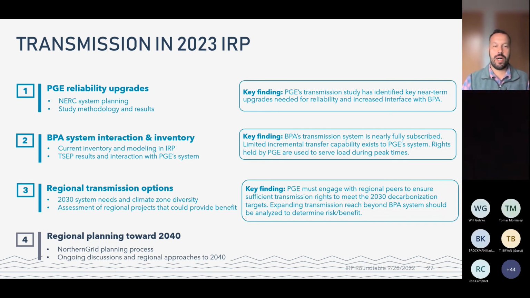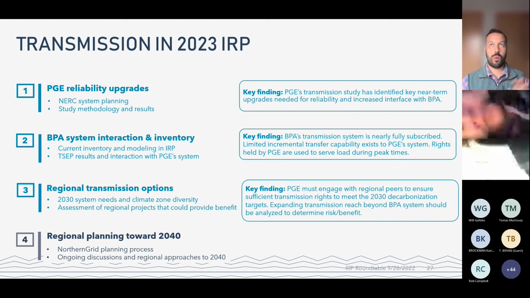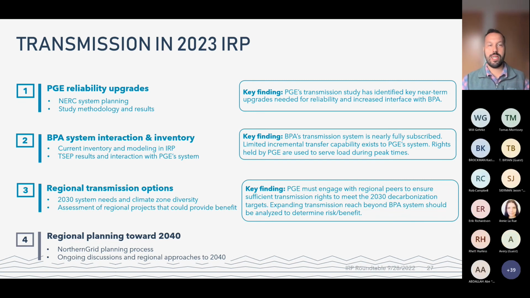Okay, let's move on. Again, let's zoom out a little bit. As we go back to those 4 quadrants that we had at the beginning of the presentation, where we talked about PGE transmission and Bonneville transmission and the way those fit together, let's move to the right side of those 4 quadrants now and talk a little bit about regional transmission options, how we think about 2030, and what PGE's place in the region is as the entire West moves toward a decarbonized system.